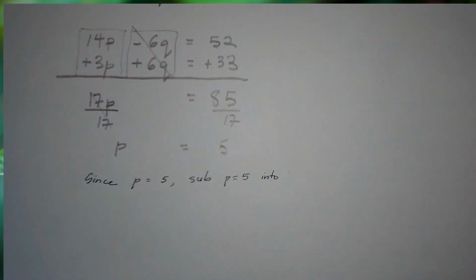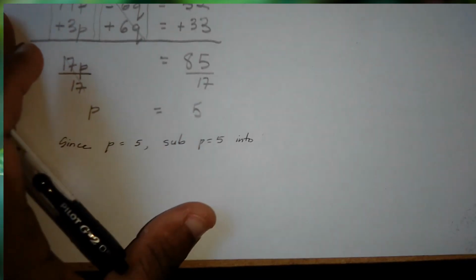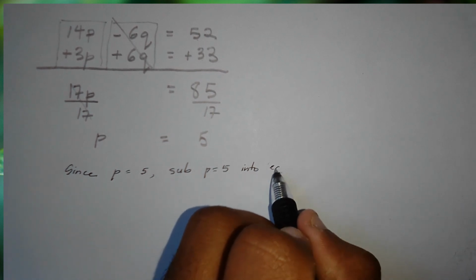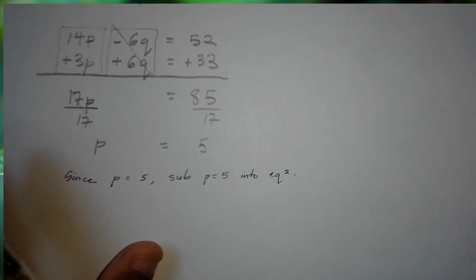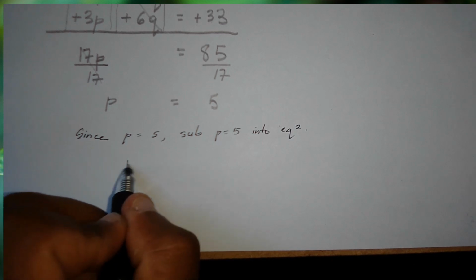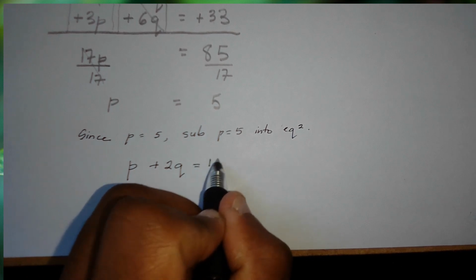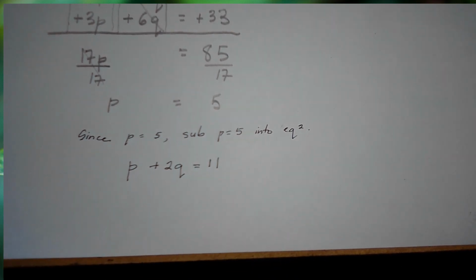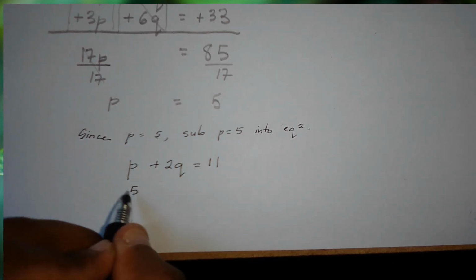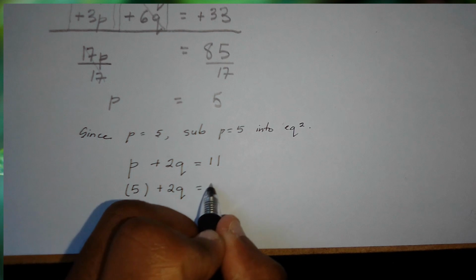And I'm going to select the easy equation that I don't have to do much work with, and that looks like equation 2. So I'm going to say since P is equal to 5, substitute P equal 5 into equation 2. So I'm going to start off with equation 2. So it says P plus 2Q is equal to 11. And remember, substitute means to take out and replace. So I'm going to take out P and replace it with 5. So it becomes 5 plus 2Q is equal to 11.